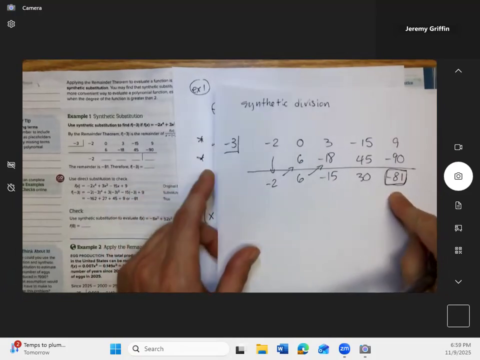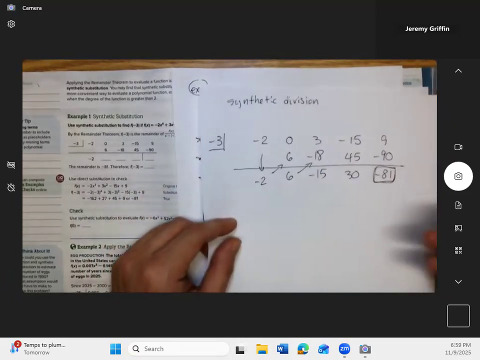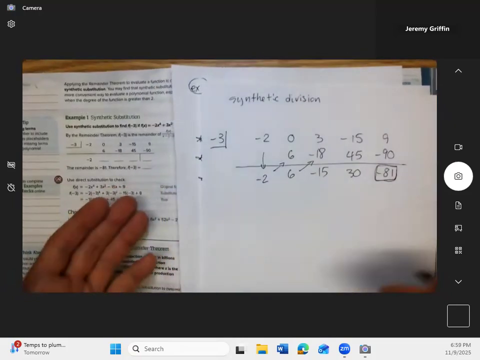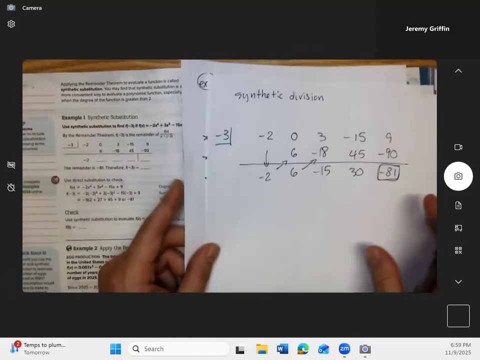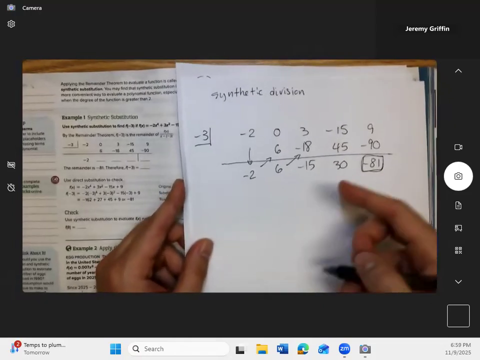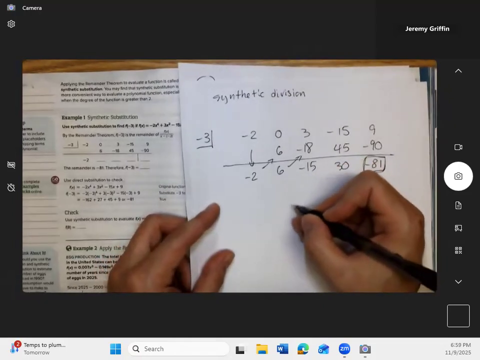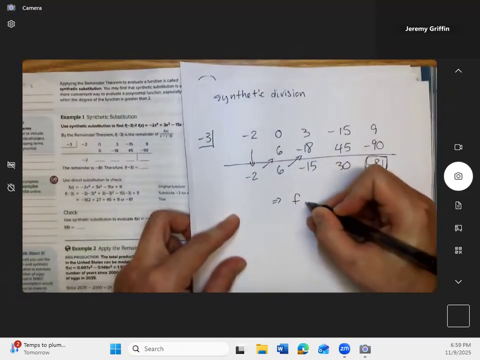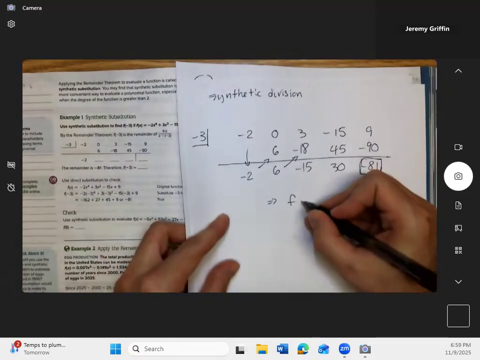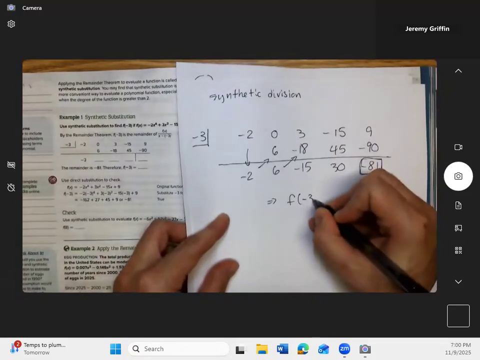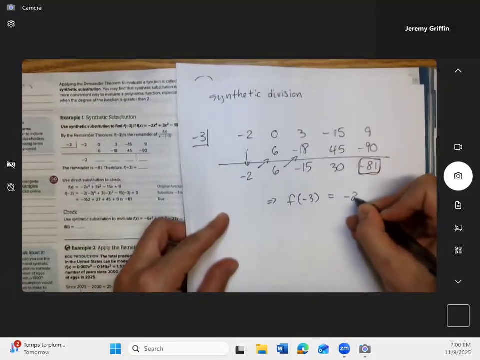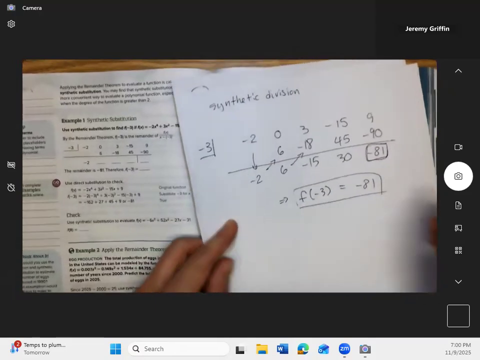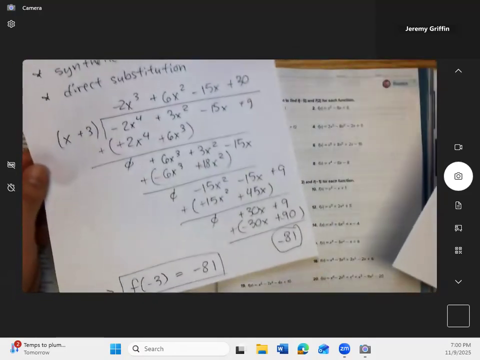Oh, that's the same thing we got before. Actually, I think this method was a lot faster, wasn't it? That's probably why your book is recommending synthetic division, because it actually is faster, if you have the right case to be able to use this. So what we just got, according to the remainder theorem, is that f of negative 3 is negative 81. Exactly what we got with this long division method over here.